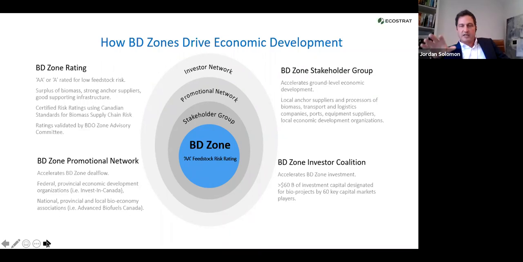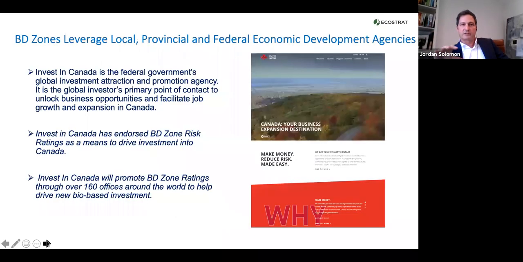So just a couple of very quick slides about the promotional network and the investor network. The BD zones leverage, as I just said, local, provincial, and federal economic development organizations to promote these BD zone designations. The designation is the fuel. The designation is not the motor. The motor is what you're looking at. And what you're looking at is actually the federal motor, which is Invest in Canada.